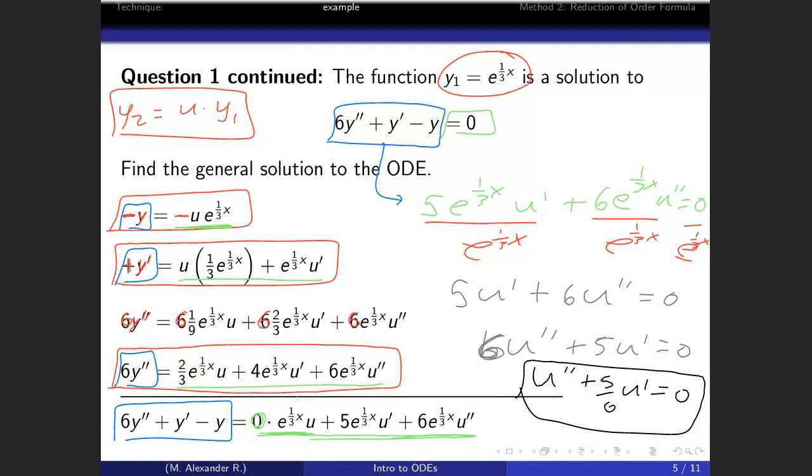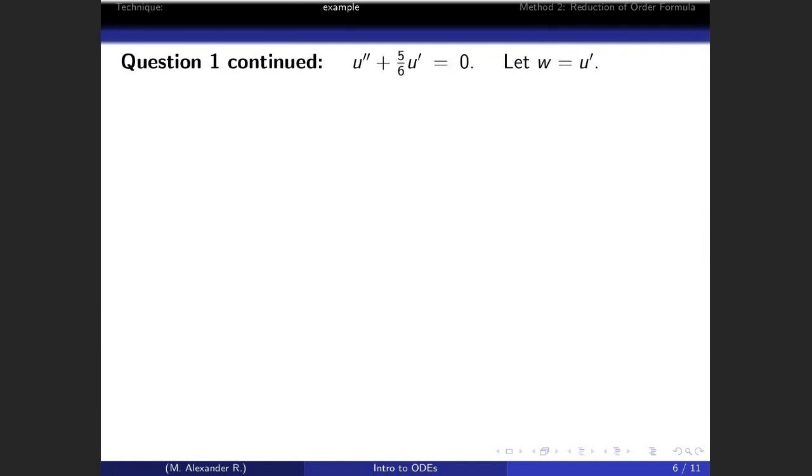All right, so we have a differential equation, but it is still a second order differential equation, though it's a little bit nicer, and it's nice because of the following information. I just rewrote the equation that we had, and now we're going to make another substitution. We let w equal u prime. So this is the second part of the method. This is method one, but this is the second part of the method.